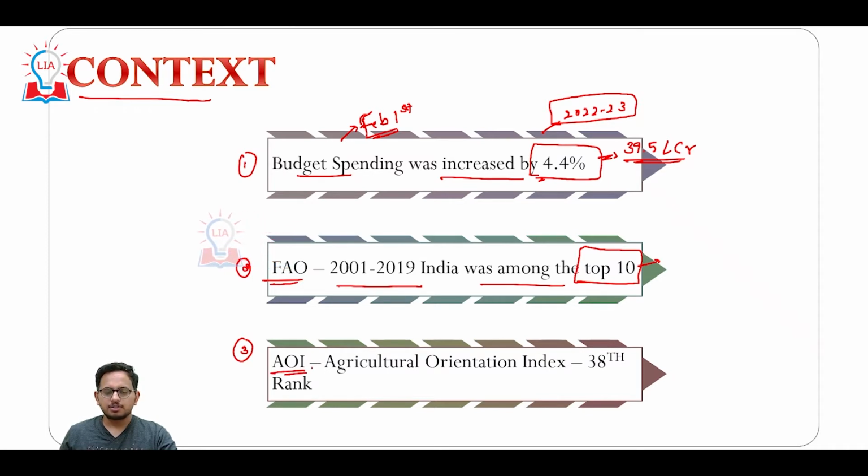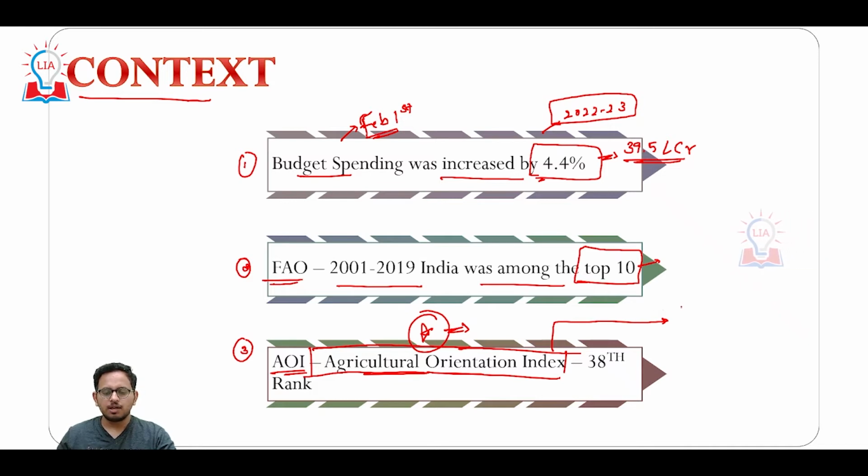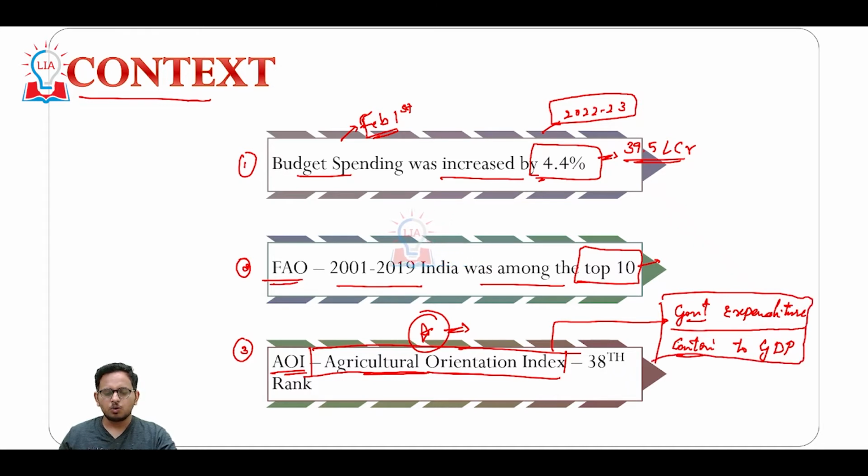Agricultural Orientation Index, AOI, is a new term that has been mentioned. In this context, I want you to know in detail about the Agricultural Orientation Index. What is this index? This index is the ratio of government expenditure on agriculture divided by agriculture's contribution to the country's GDP. This is called the Agricultural Orientation Index.